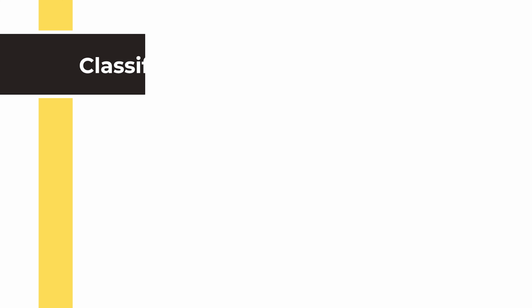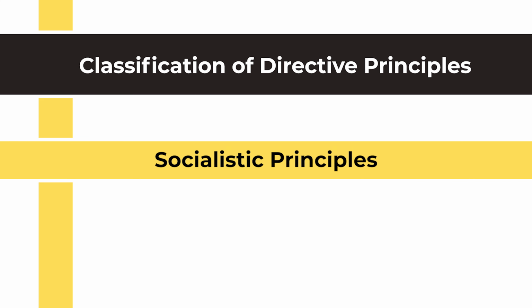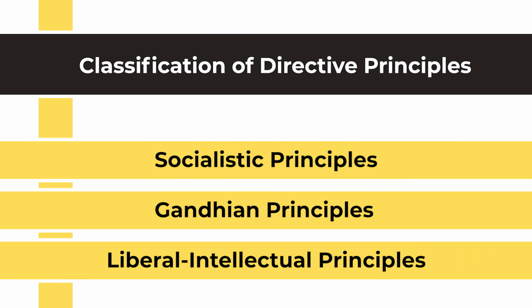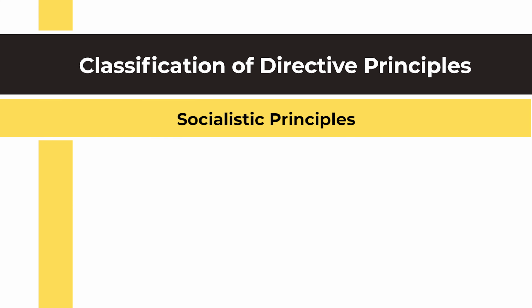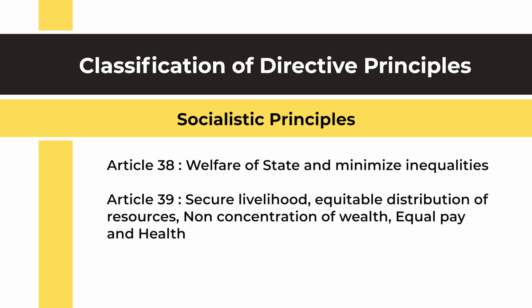The directive principles are classified into three categories: socialistic principles, Gandhian principles, and liberal intellectual principles. Socialistic principles include Article 38, that is welfare of state and minimize inequalities. Article 39, that is secure livelihood, equitable distribution of resources, non-concentration of wealth, equal pay and health. Article 39A, that is free legal aid.